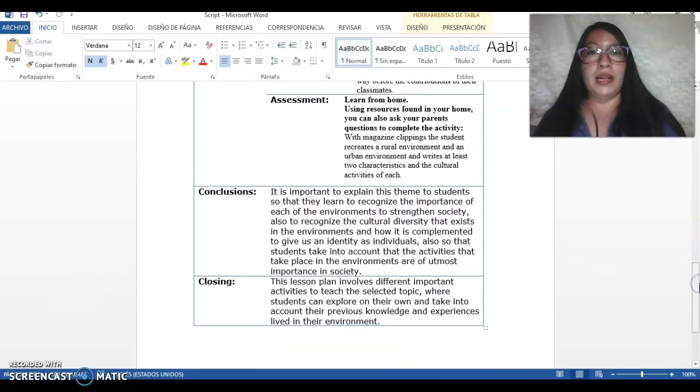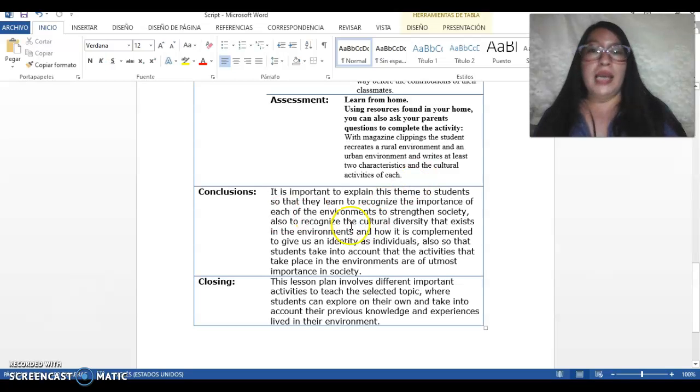The assessment. Learn from home. Using resources found in your home, you can also ask your parents questions to complete the activity. With magazine clippings, the student recreates a rural environment and urban environment and writes at least two characteristics and the cultural activities of each.